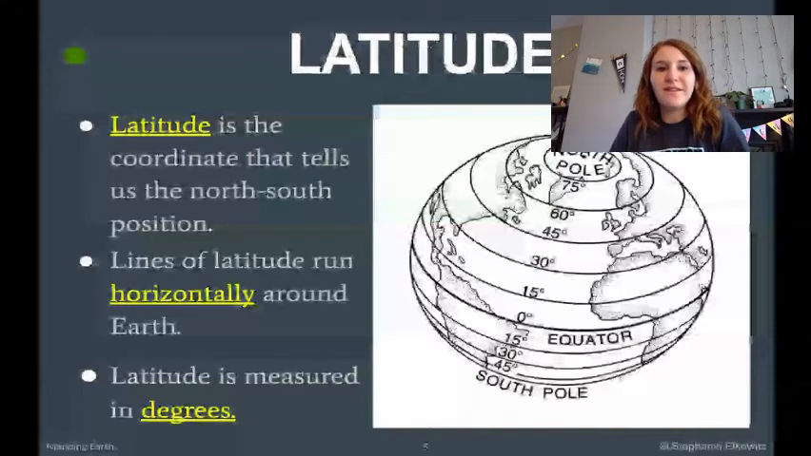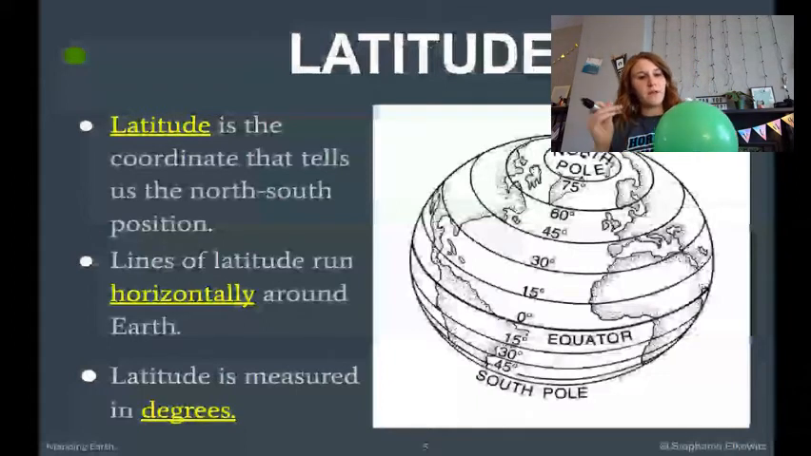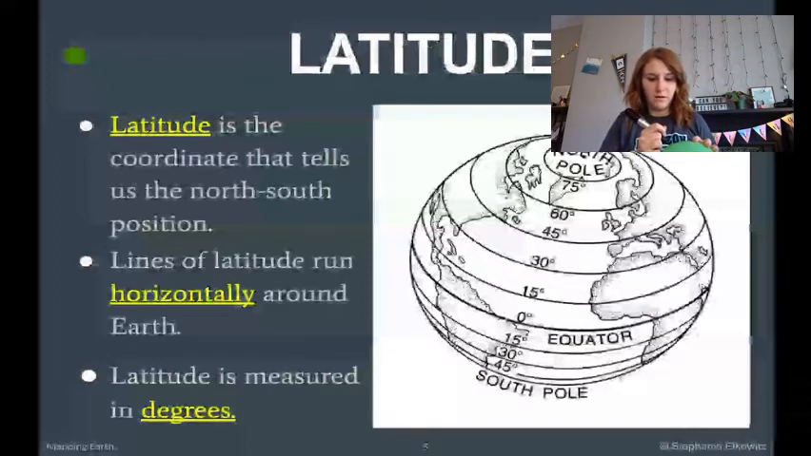Latitude is the coordinate that tells us the north-south position. Lines of latitude run horizontally around the Earth. So here is my Earth. Ms. Strickler forgot to buy an extra beach ball for this presentation, so I'm just going to use a ball. Lines of latitude, again, they run horizontally, meaning this direction around Earth. Latitude is measured in degrees.